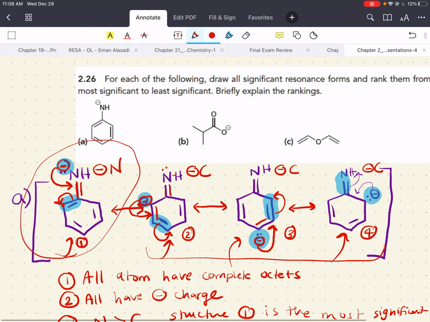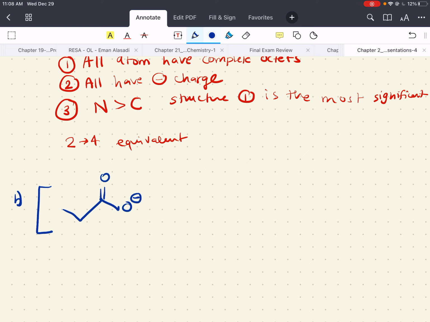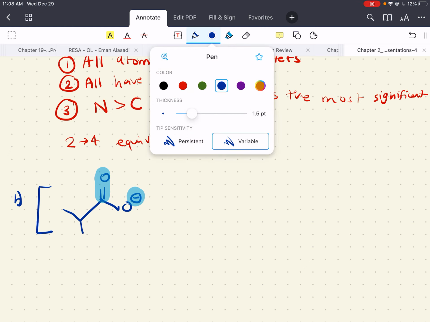Let's do B. We're going to go ahead and draw first the resonance structure for this molecule. Do we see any patterns that we know? Yeah, look at that. Negative charge right next to a double bond. We already know what to do.